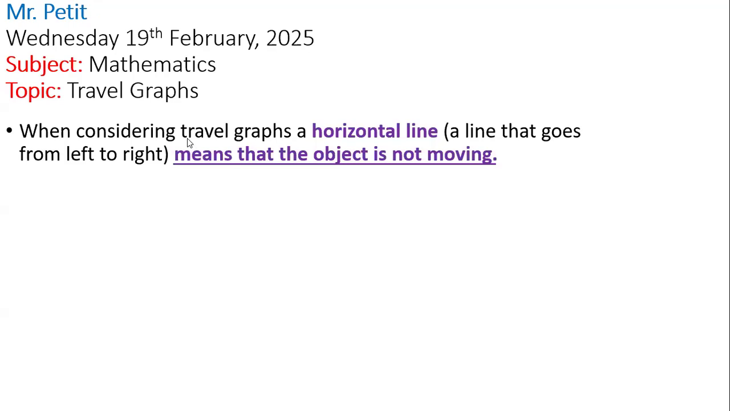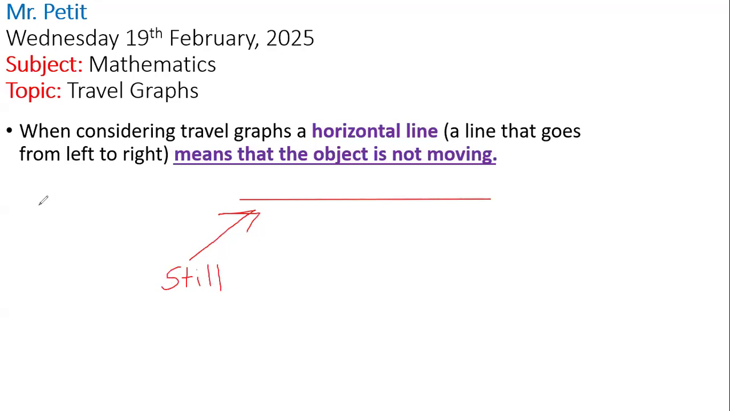So in the travel graph, when we have a horizontal line, it means that the object is stationary. It means that the object is not moving. We have something like this. This right here is a horizontal line. So what does it mean when we have a horizontal line in a travel graph, class? The object is not moving. The object is stationary, standing still. That's what I mean when we have a straight line.